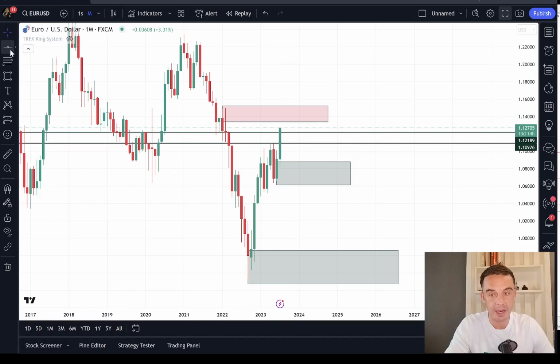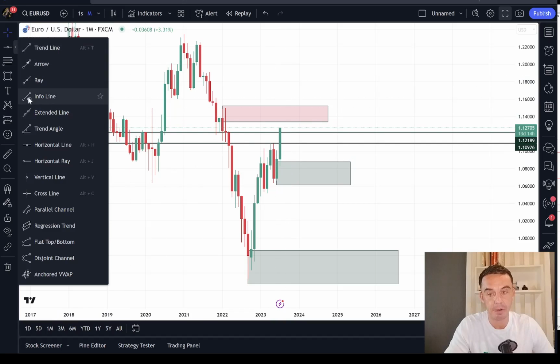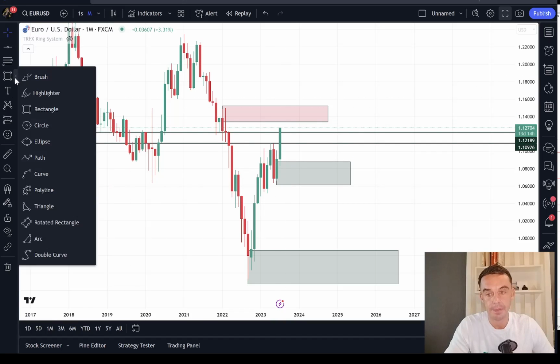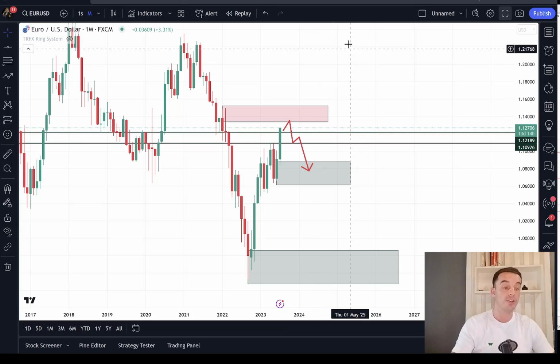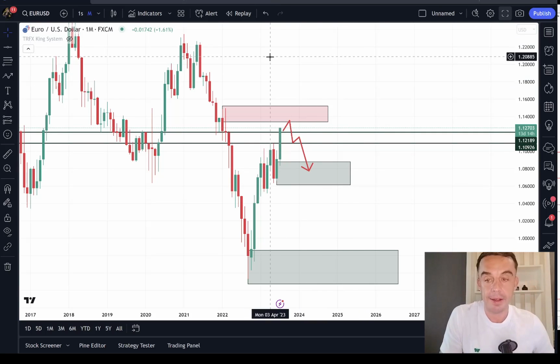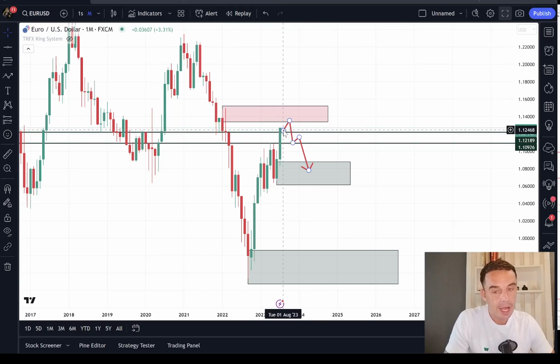So this could mean we get a deeper correction when euro starts to go down. This could be the likely path. For selling, I'd start to look at selling around this area.